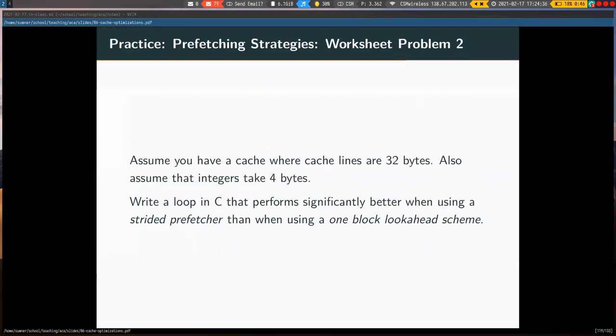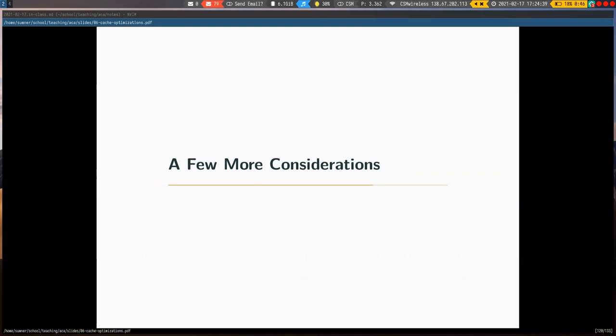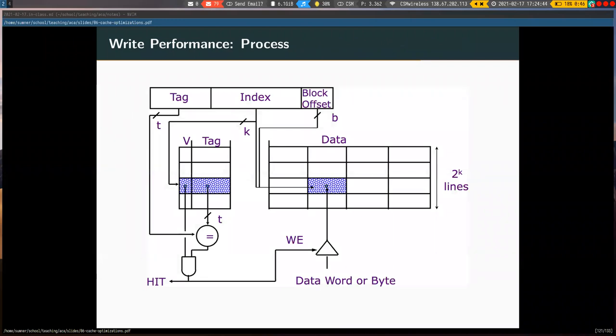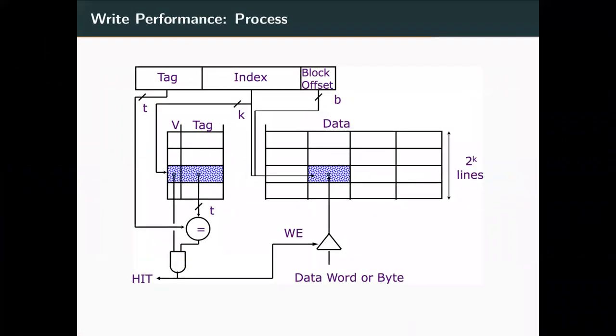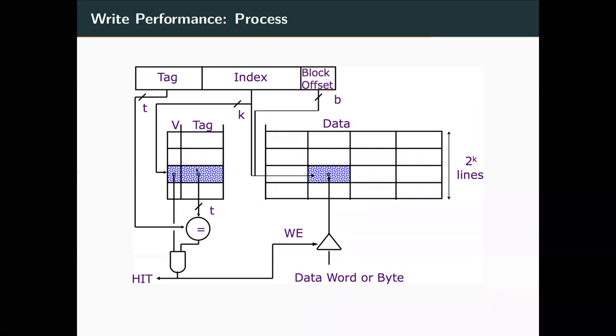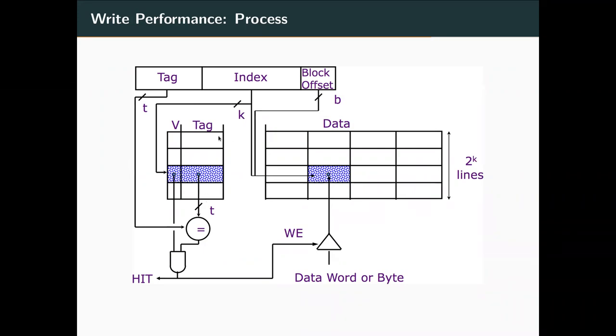So let's finish up a few different considerations and then we will talk about the project. So, write performance. When we do a write, a few things have to happen. First, we have to see if the tag that we care about is somewhere in our cache, so I have to do a tag check. And then we have to do the actual write. So there's two things that we have to do. We have to see, is the thing that we want to write to in our cache? And if so, write.